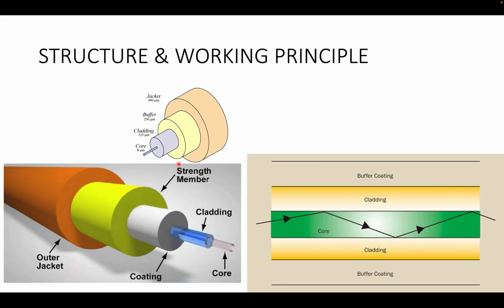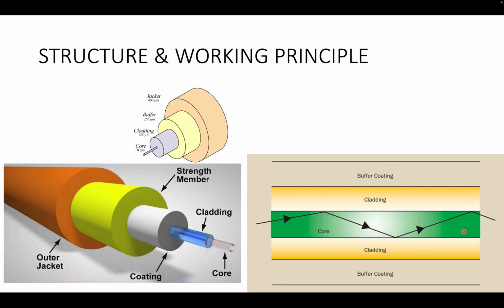This is the structure. As I told you, in the middle is a core which is a denser medium, the cladding is a rarer medium, and then the buffer and jacket are for protection from wear and tear from environmental conditions. Here you can see the light is entering at an angle such that the incident angle at the core-clad interface is greater than the critical angle, then only it is getting reflected back. This is how optical fiber works.